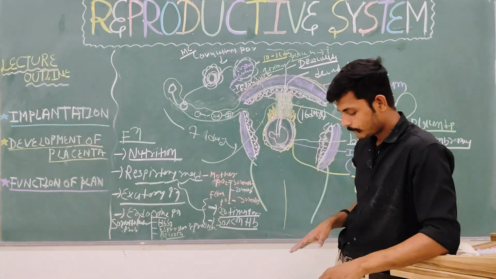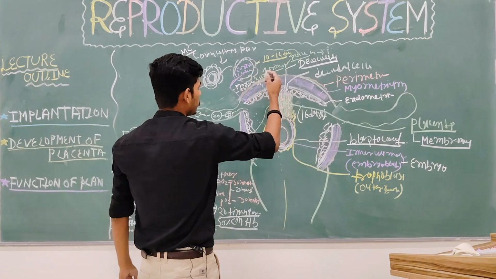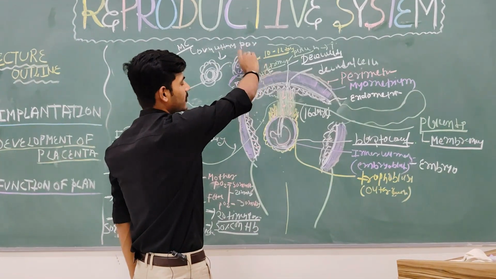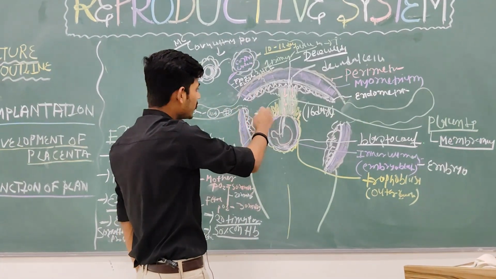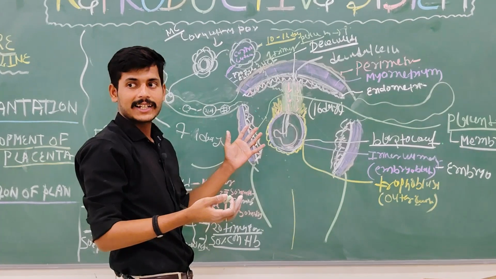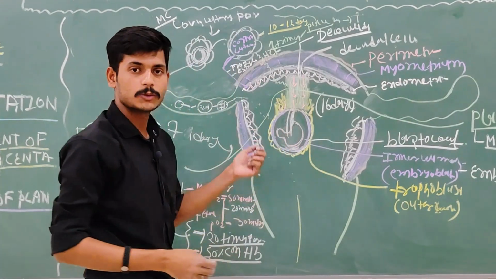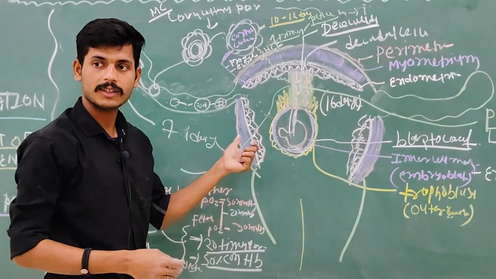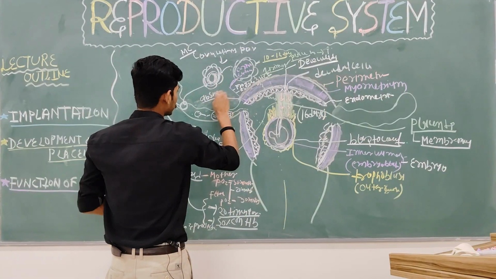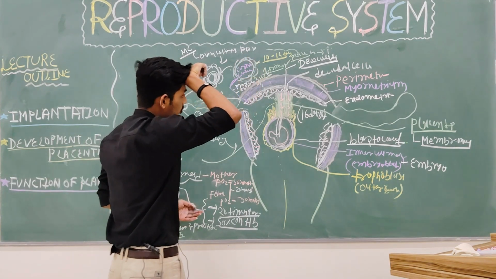No problem. Now, unfortunately, suppose this corpus luteum degenerates sooner, before the development of the placenta. Then there will be no attachment, and that condition is called abortion, isn't it? So if due to any reason this corpus luteum degenerates, then it results in abortion.